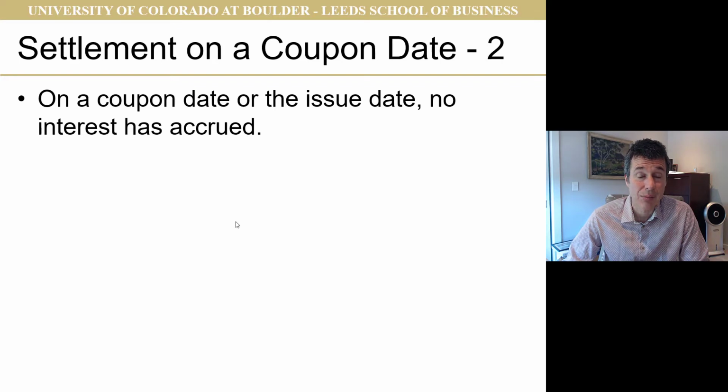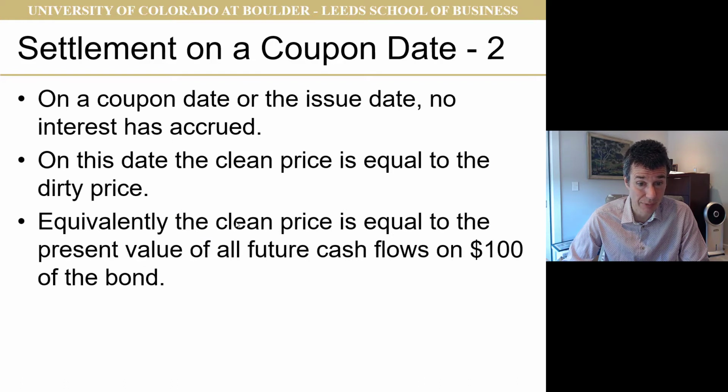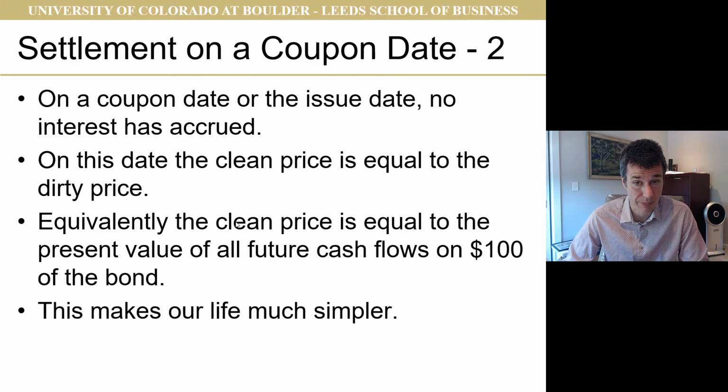Now, remember, we're assuming our settlement is on a coupon date, and on a coupon date or the issue date, no interest is accrued. So on this date, the clean price is equal to the dirty price, or the clean price is equal to the present value of all future cash flows on $100 principal of the bond. This makes our life much easier. There's one price on a coupon date. The clean price equals the dirty price and is the present value of all future cash flows on $100 of the bond. So we're making this assumption that we're settling on a coupon date to make our life a little easier.